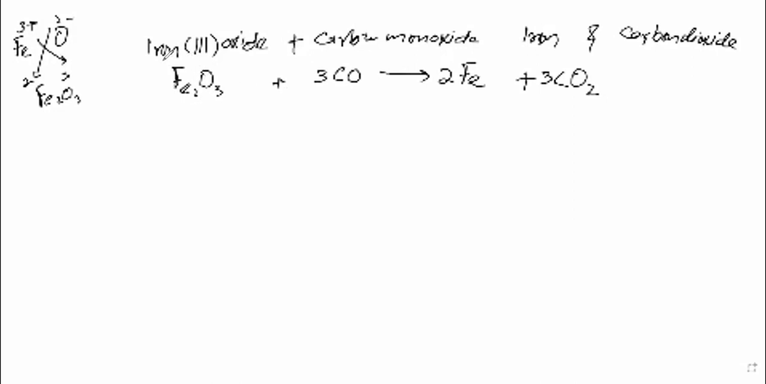What we did is write the iron oxide, then the carbon monoxide, and then we wrote the iron, and then the carbon dioxide. Is it clear? How we balance it? Now let's see.